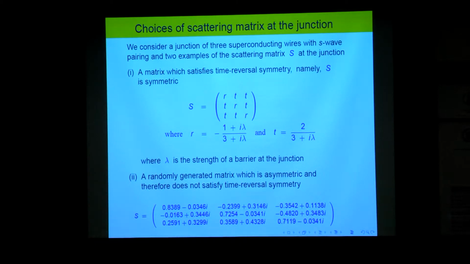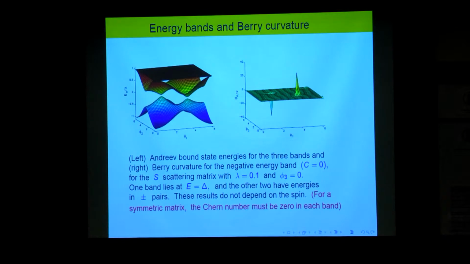The other matrix we took is the time reversal symmetric one. Time reversal symmetry in this context means that the S matrix is symmetric. Then we also took a randomly generated matrix which is asymmetric, so it's not time reversal symmetric. These are completely random numbers, and we'll see what difference there is between these two.